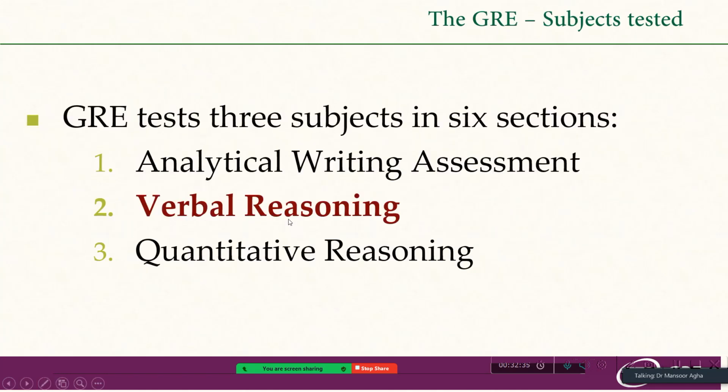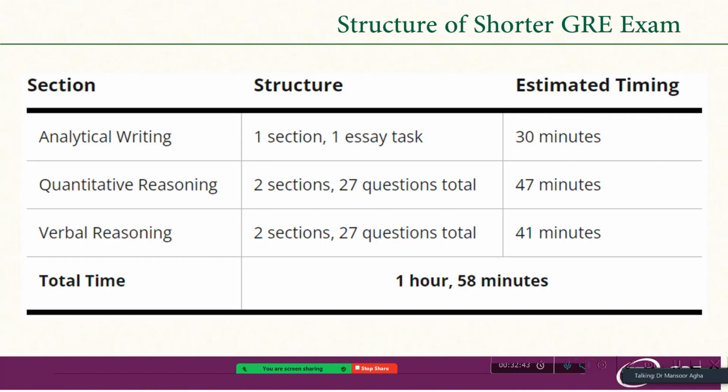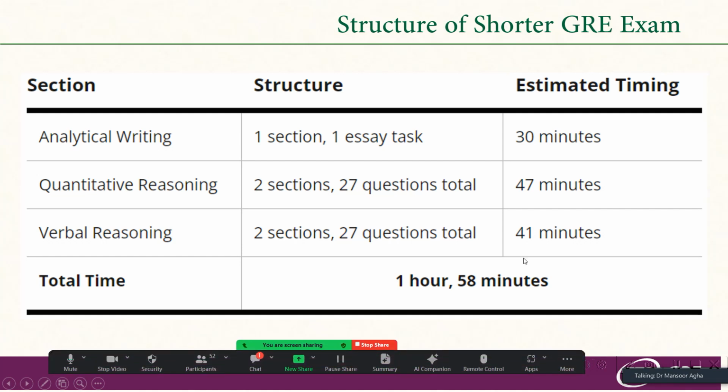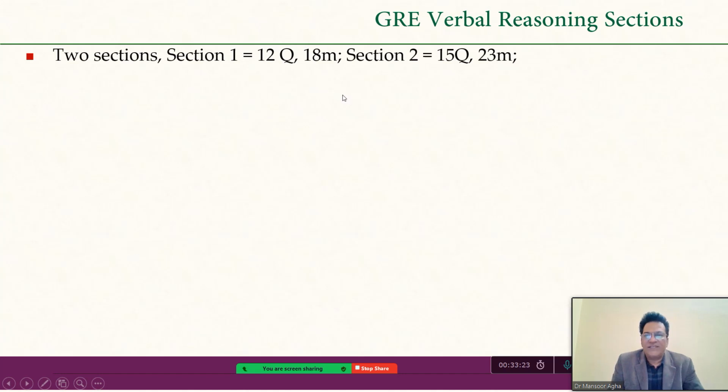The next section is a verbal reasoning section, but I'm going to only give you a moment on it. In case of the verbal reasoning section, you have a total of 2 sections with 27 questions in total, and you get 41 minutes of time. In the verbal reasoning section, remember there are 2 sections. The first section has 12 questions, the second one has 15. The timings are 18 minutes and 23 minutes in the 2 sections.